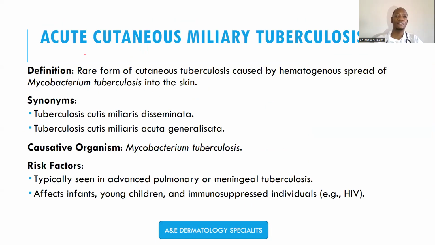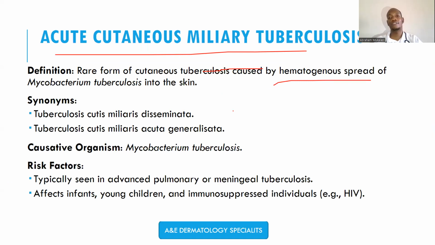So then we can also have the acute cutaneous miliary tuberculosis. This is a very, very rare form of cutaneous TB. And in this case, it is thought to be caused by blood or hematogenous spread. So in this case, you have another focus, maybe the lungs that are affected with tuberculosis. Then someone ends up getting spread to the skin through blood. Then it is also called tuberculosis cutis miliaria disseminata because it is just disseminated TB from another primary focus.